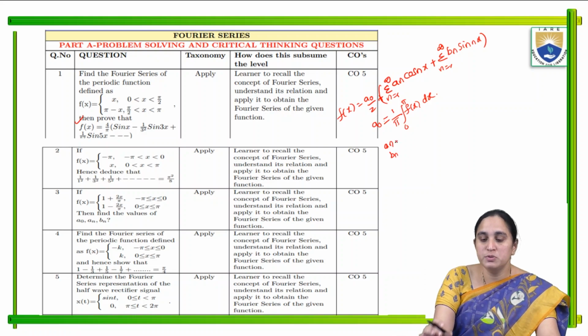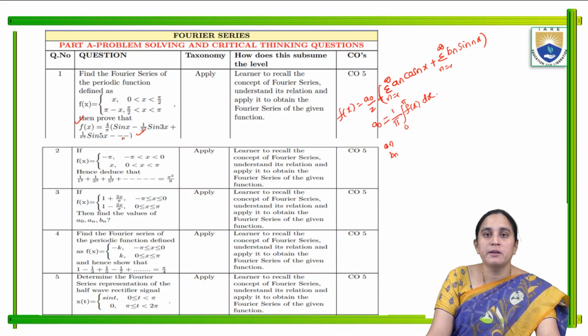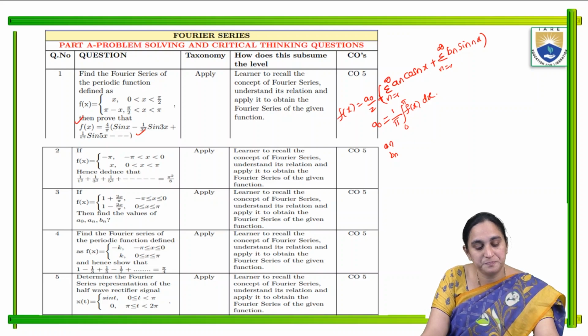By using these formulas, first of all we have to find f of x, and after that verify the deduction part. We get f of x is equal to 4 by pi into sin x minus 1 by 3 square into sin 3x plus 1 by 5 square into sin 5x and so on. This is the concept for the first question. We discussed it in the previous cases, so go through that. Okay, next question.